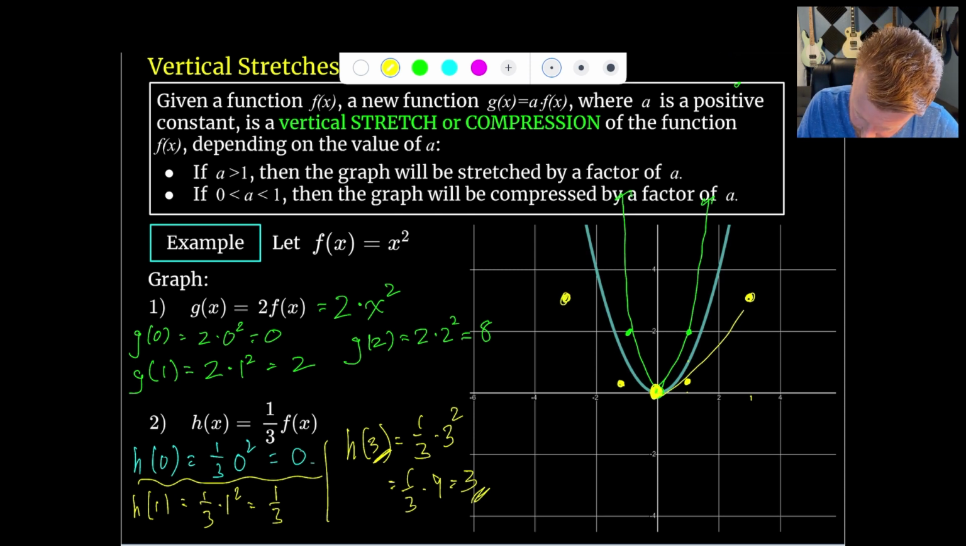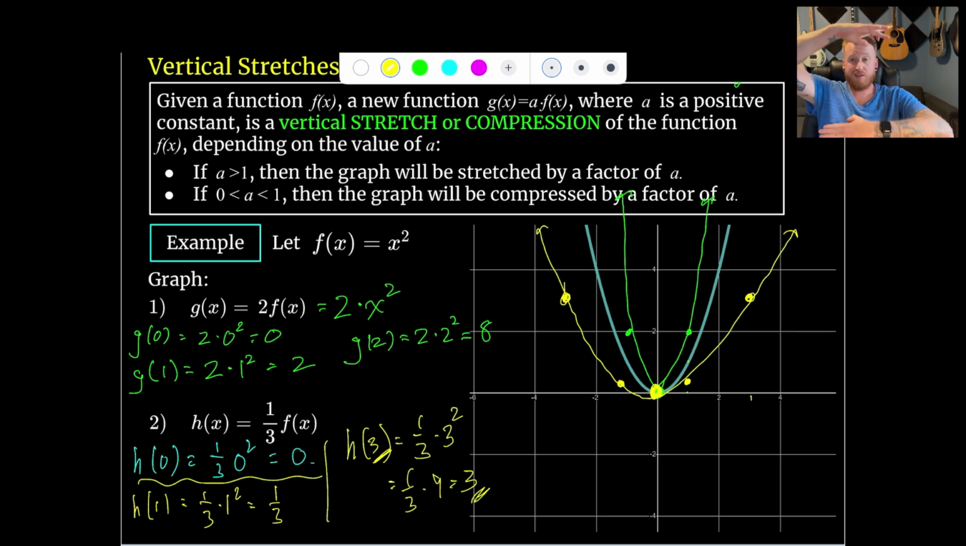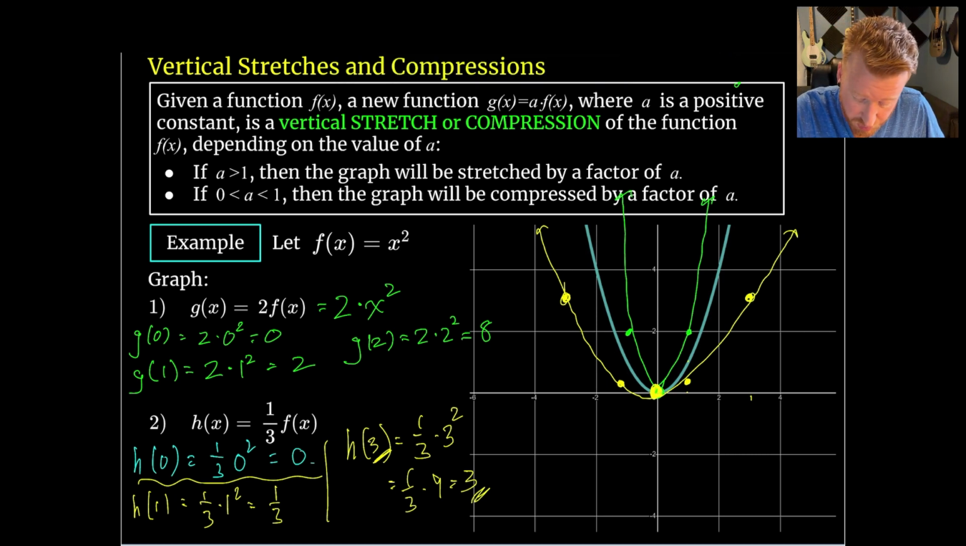And now graphing this, we see that this thing has been compressed by a factor of 3. So you can imagine just pushing all of those points down by a factor of 1/3. I said 3, but by a factor of 1/3. So this is vertical compression.